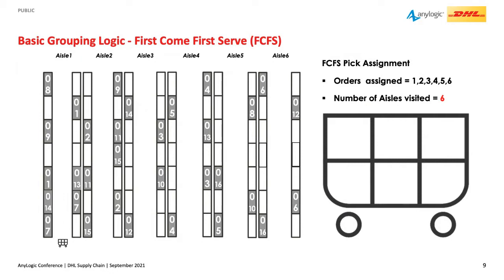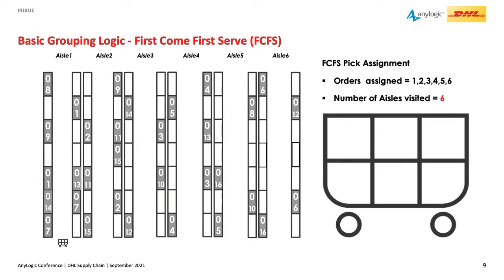Before talking about how IDEA groups the orders, let me give you a demonstration of how a typical WMS groups the orders with the FCFS policy. In the FCFS policy, orders are grouped on the basis of their arrival sequence. On the right side, we have a cart which has a capacity of 6 bins, and each bin is assigned to a single order. It means one cart can process up to 6 orders.